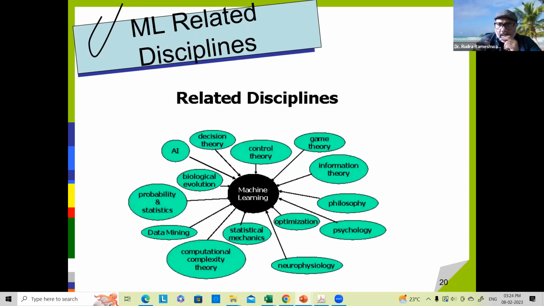Related disciplines you can see include neurophysiology, psychology, philosophy, information theory, game theory, computational complexity theory, statistical mechanics, and biology. You can add more also, right? Don't consider that these are the only areas; if you can explore more, you can add more based on your understanding. You are free to do so. That is very important in order to have the related disciplines together.